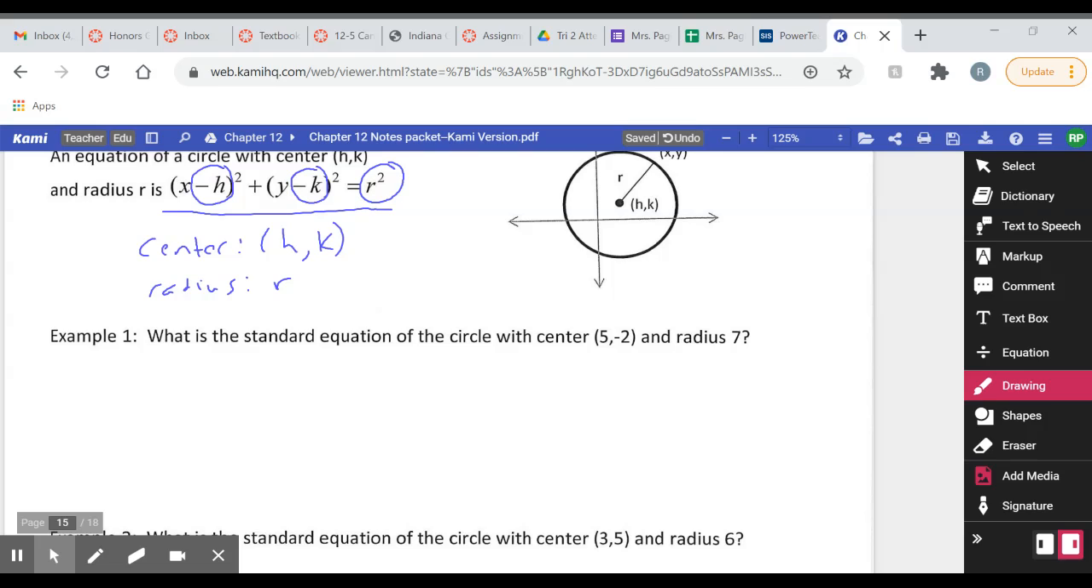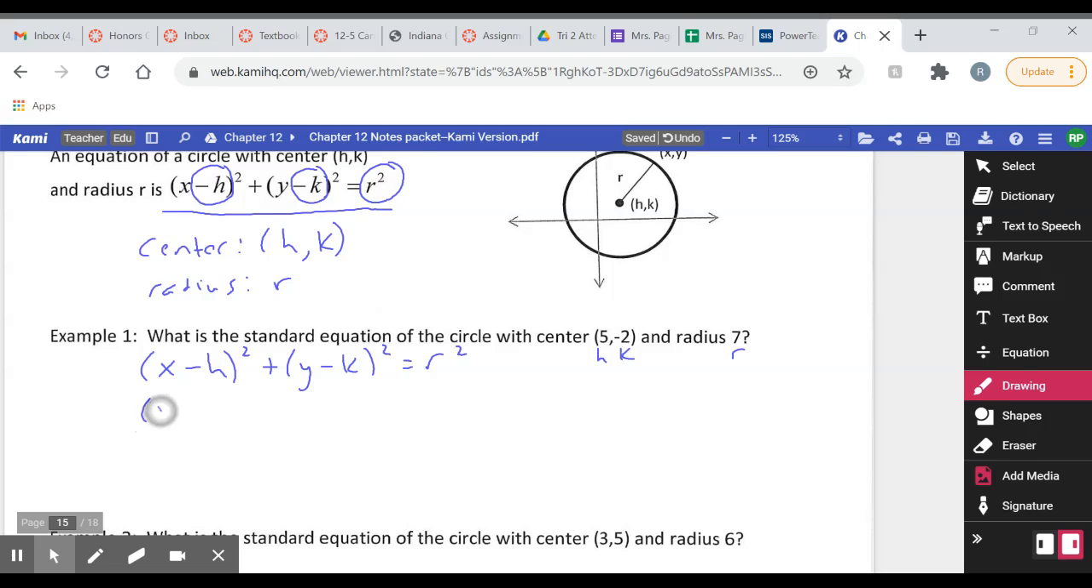On example 1, it says, what is the standard equation of a circle with the center (5, -2) and the radius of 7? So I like to go ahead and label the center as (h, k), label the radius as r, and then I think it's helpful to go ahead and write down what my actual equation is. And then basically just plug in what I know into that equation.